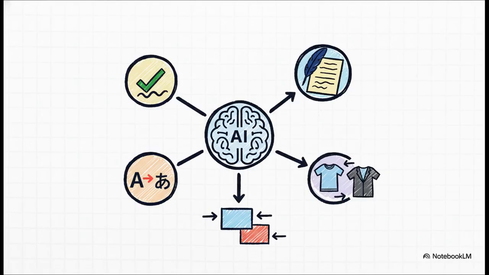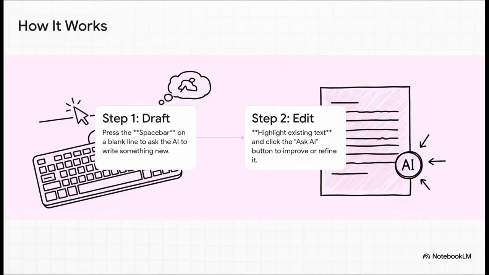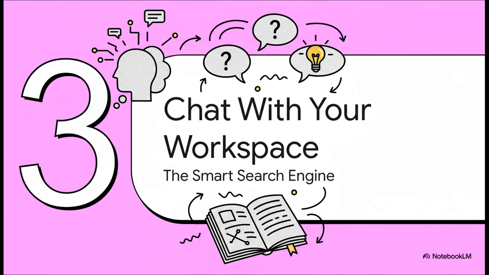And it goes way, way beyond just summaries. You can ask it to draft a blog post from a simple idea, instantly fix every spelling and grammar mistake on a page, change the tone of your writing from casual to professional, or even translate the whole thing into another language. And getting to these features is designed to be ridiculously easy. If you're on a blank line, you just hit the spacebar, and you can tell the AI to write something new. And if you want to edit text that's already there, you just highlight it, and the Ask AI menu pops right up. Simple. But as powerful as those writing tools are, they're really only half the story.